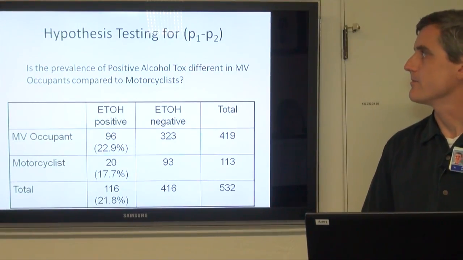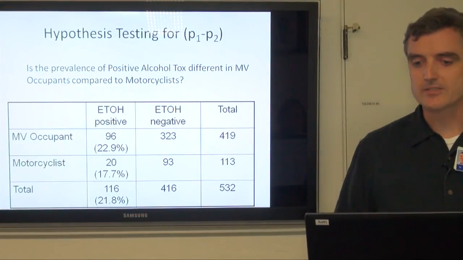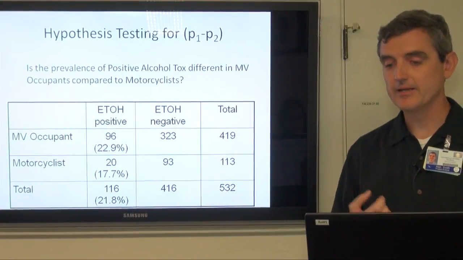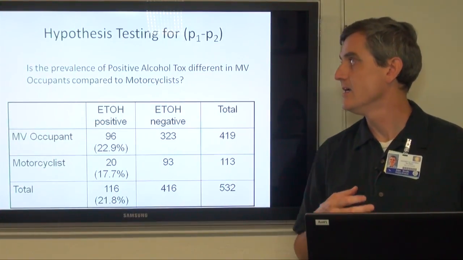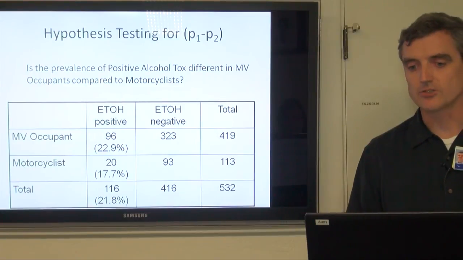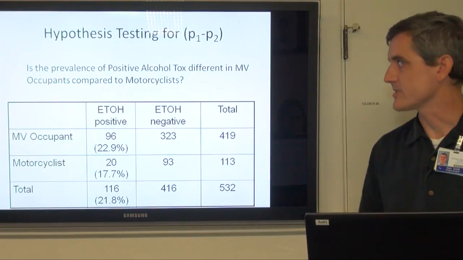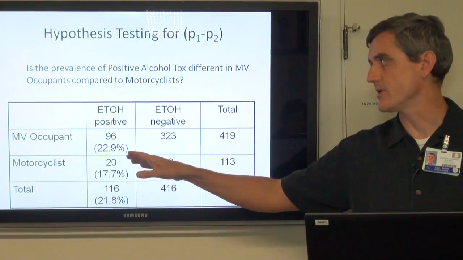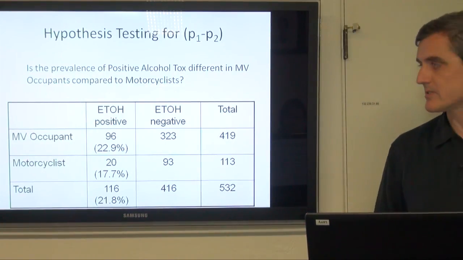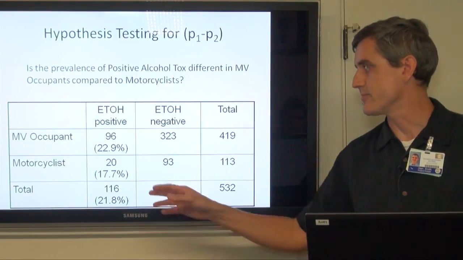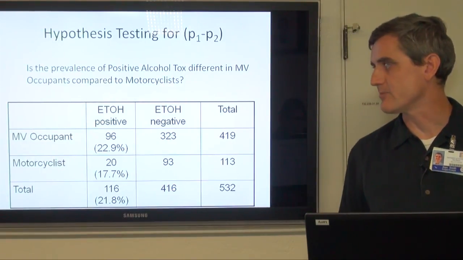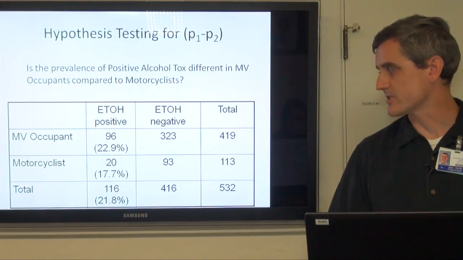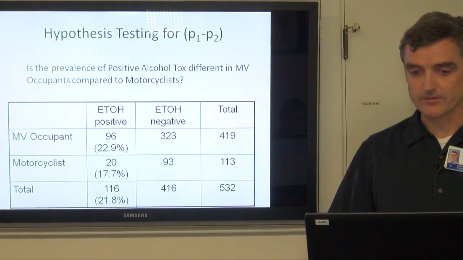Finally, I don't know if this is finally actually, the hypothesis test for the difference in two proportions. The question here is whether the prevalence of positive alcohol toxicology is different in motor vehicle occupants compared to motorcyclists. And we can see that just about 23% of our motor vehicle occupants had a positive alcohol toxicology compared to just under 18% of motorcyclists. So overall, it was almost 22% of those two groups together.